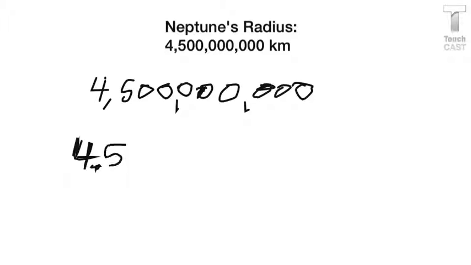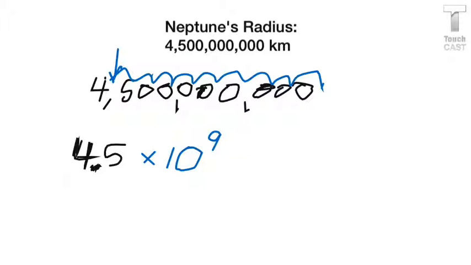Next order of business, you have to write what I think Ms. Dombrink would call significant digits. So you write all those numbers that are not 0 that come after the 4. So we write a 5 there. The last thing you have to do is just count to the end. My decimal point is here. I've got 1, 2, 3, 4, 5, 6, 7, 8, 9. And that tells me my exponent. 4.5 times 10 to the 9th would be Neptune's radius in scientific notation.